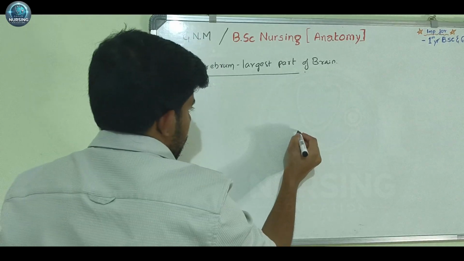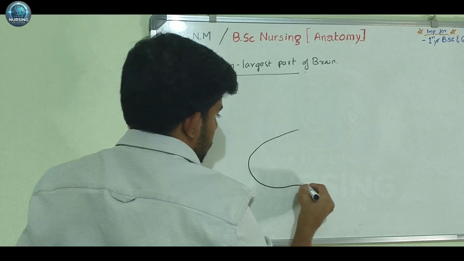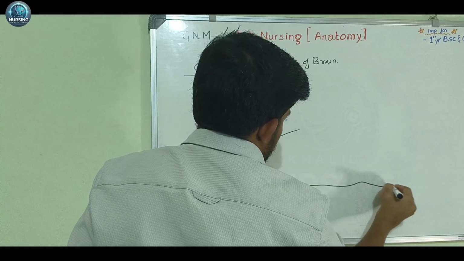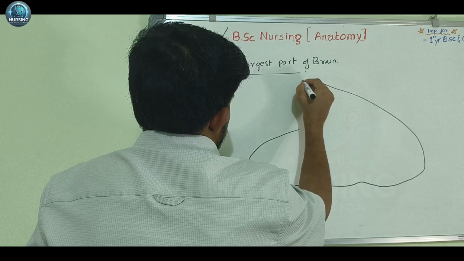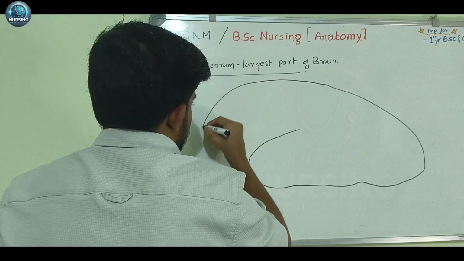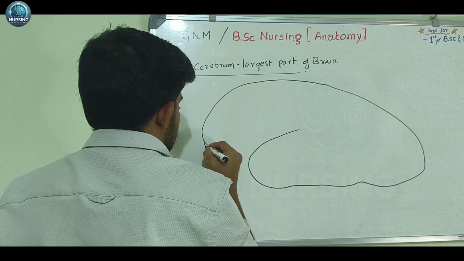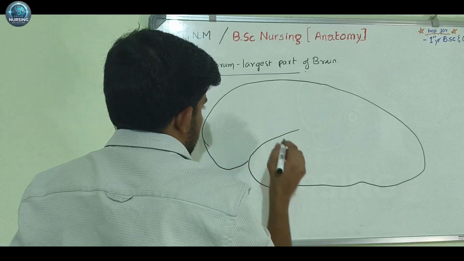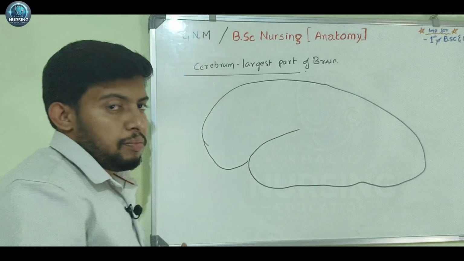Here you should first write the temporal lobe, next the occipital, then the parietal, and this one is the frontal. Clear? So this whole structure we will call the cerebrum.